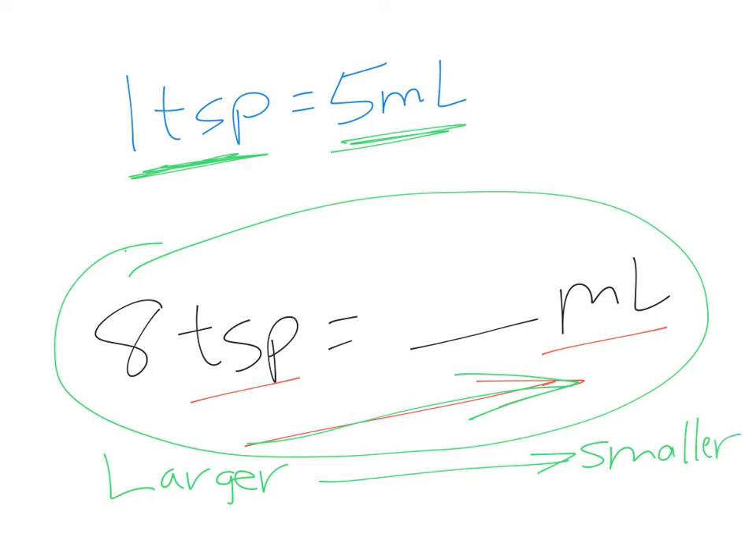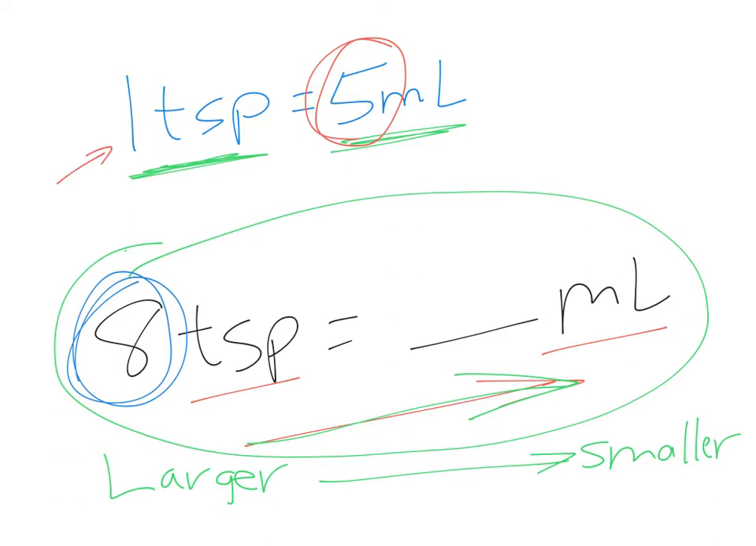We remember from class that anytime I'm going from a larger unit to a smaller unit, I simply need to multiply. And what do we multiply? I'm taking the number from my question, the 8 teaspoons, and I'm multiplying it by the number in my known. Obviously not the 1, because that would just give me 8. I'm multiplying it by 5. 8 times 5 gives me 40, and that is my answer. As long as you remember, larger to smaller means we multiply.